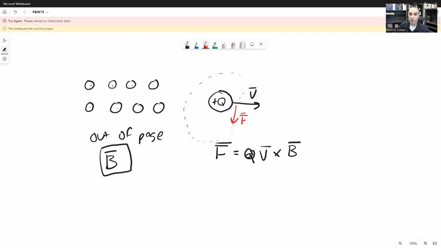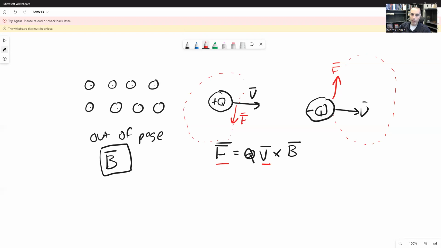If it were a negative charge, by the way, and we're moving this way, then you get a force going the other direction here, and so you get circular motion that looks like that. What's important about this is that the force is always perpendicular to the velocity, which means that the energy of this moving particle can never change, only its direction can change.